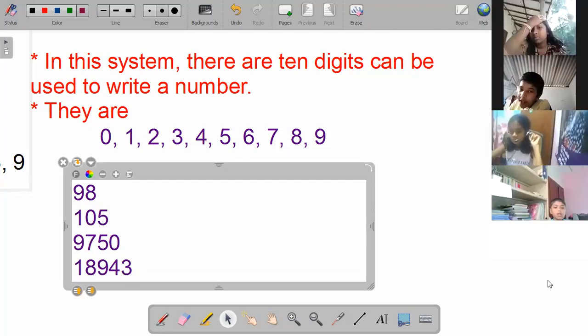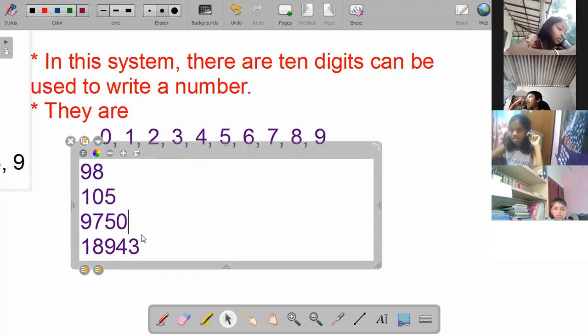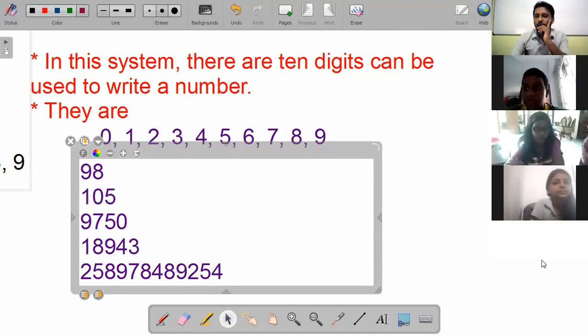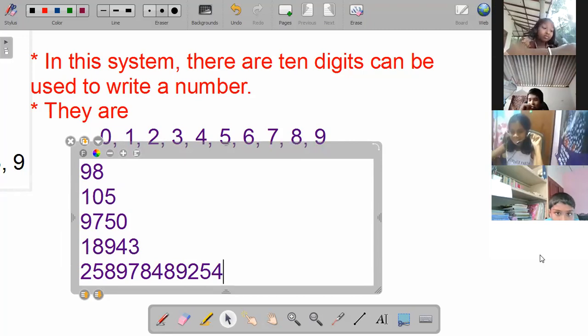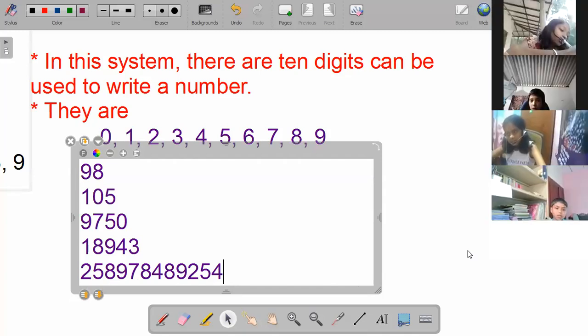You can read. You can try. Now I will write this number. Look. Can you read this number? Oh, it is difficult, no? How many digits does this number have? 1, 2, 3, 4, 5, 6, 7, 8, 9, 10, 11, 12. There are 12 digits.